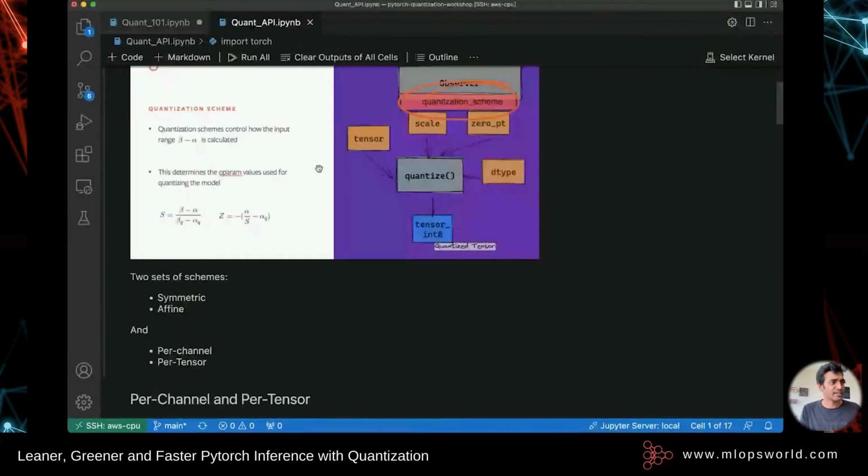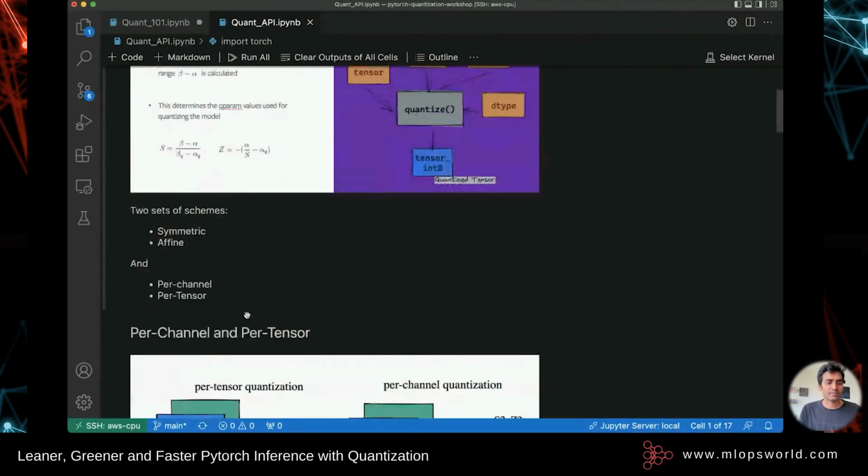This is fairly detailed, so I'm going to skim really fast through this. But if you do have any specific questions, feel free to stop me and let me know. There are two sets of schemes, both differing in how they determine the Q params. We'll take a look at both.